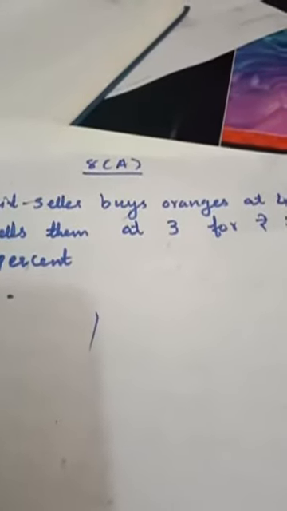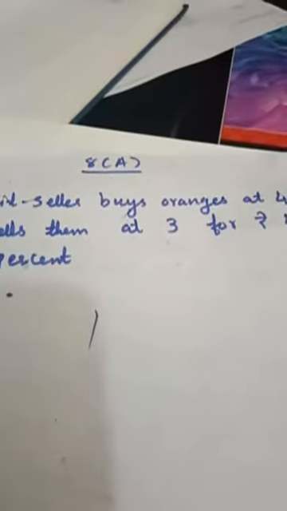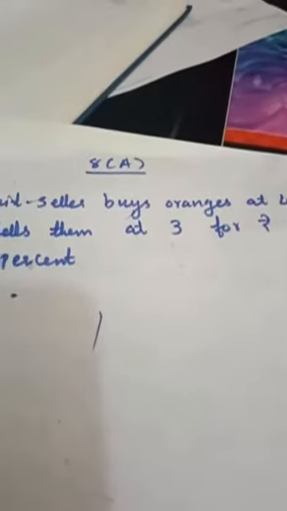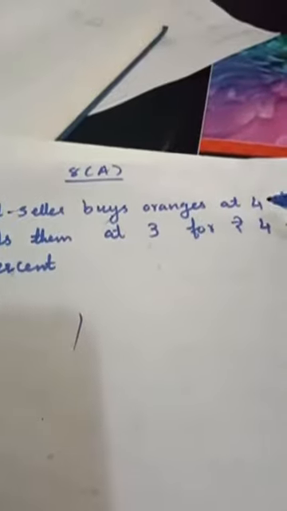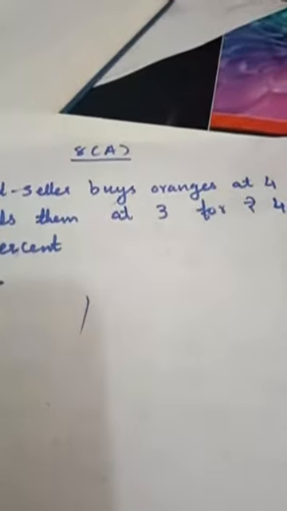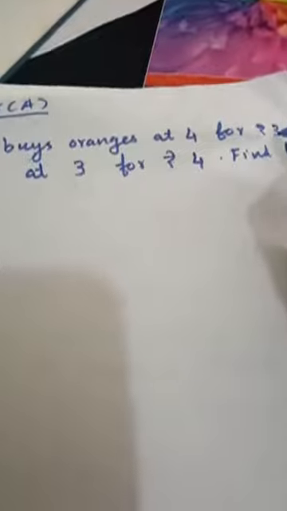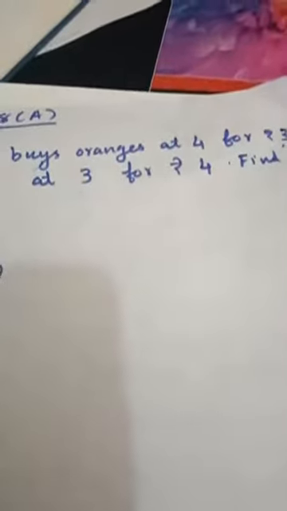4 oranges he bought and sold 3 oranges only. So how to calculate profit and loss? He actually bought 4 oranges and sold 3. Then how to find profit or loss? The amount is 4 rupees here, and 3 rupees here. Then how to find whether it is profit or loss?